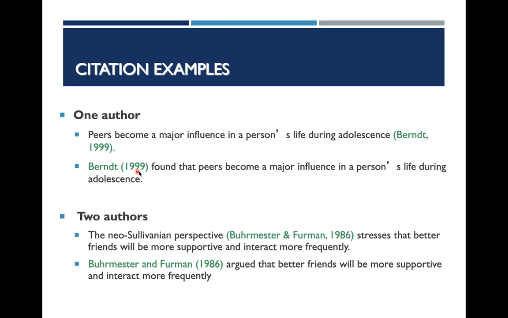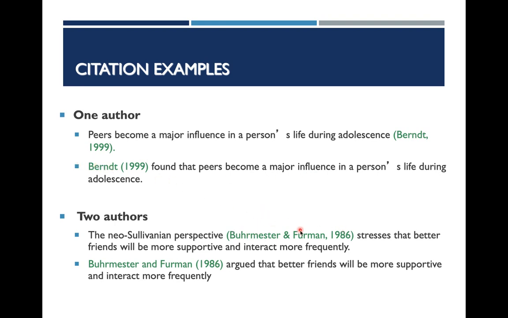So Burnt 1999 found that peers become a major influence in a person's life during adolescence. In this first example, Burnt and the year fall outside of my prose, of my writing. In this second example, Burnt and their name is actually a part of my prose, a part of my sentence. So I only put parentheses around the year of publication, not the last name, because this last name is actually in my sentence.